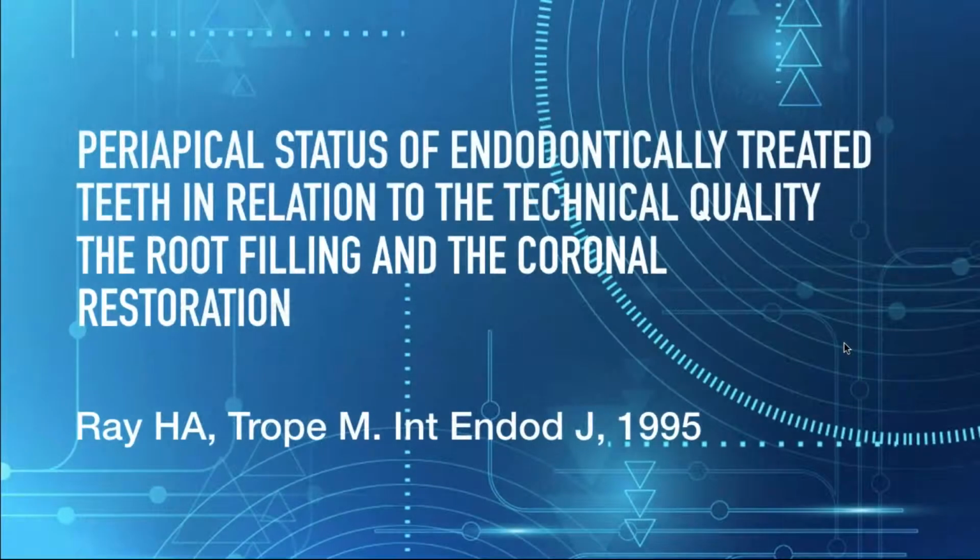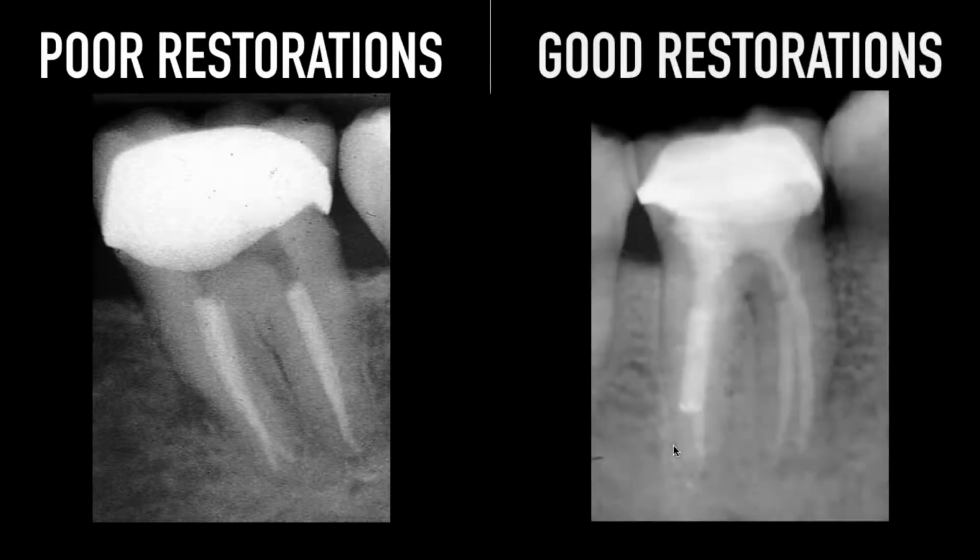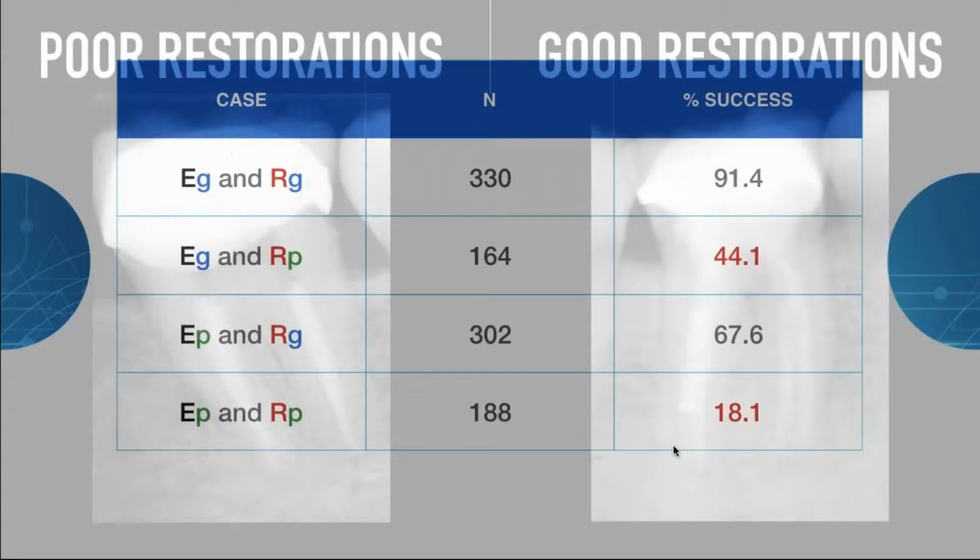So what Trope and Ray did in 1995, it's a long time ago, but the study is very significant, is they looked at the periapical status of endodontically treated teeth in relation to the technical quality not only of the root canal filling, but also the coronal restoration. Now, it was a retrospective study that looked at radiographs. They looked at poor endodontics, and they looked at good endodontics. They looked at poor restorations that were leaking, and they looked at good restorations. And like I said, it was a retrospective study looking at radiographs.